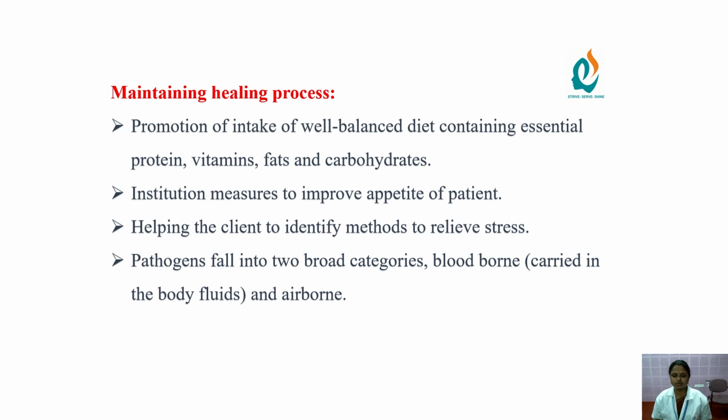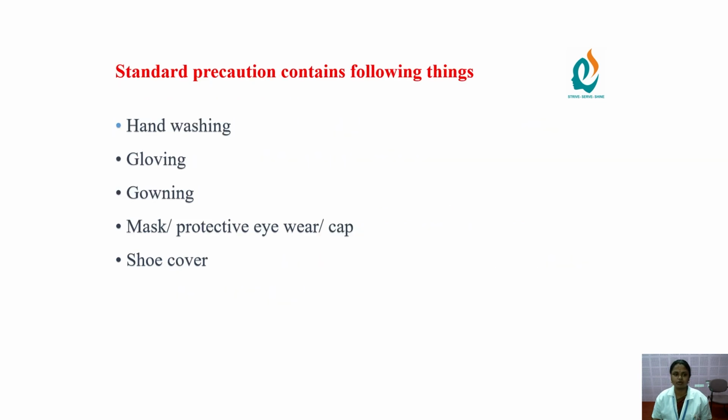Pathogens fall into two broad categories: bloodborne, carried in the body fluids, and airborne, which is carried through the air. Standard precautions include the following: hand washing, gloving, gowning, mask, protective eyewear, cap and shoe cover.